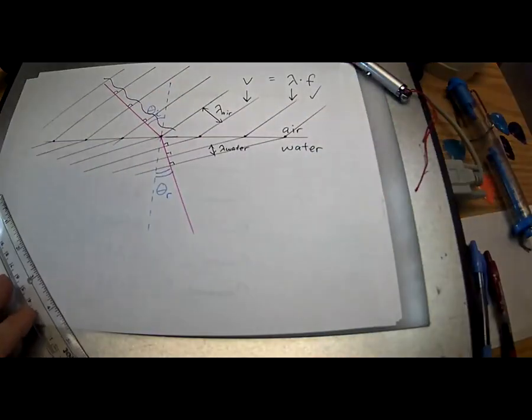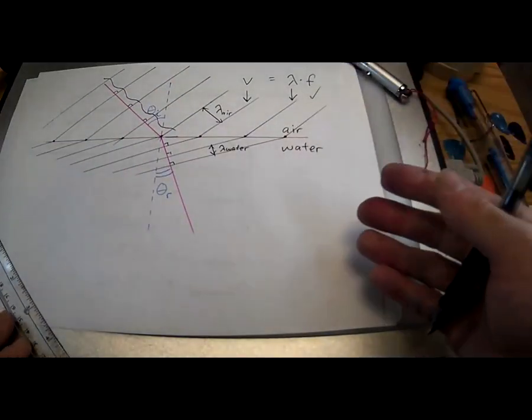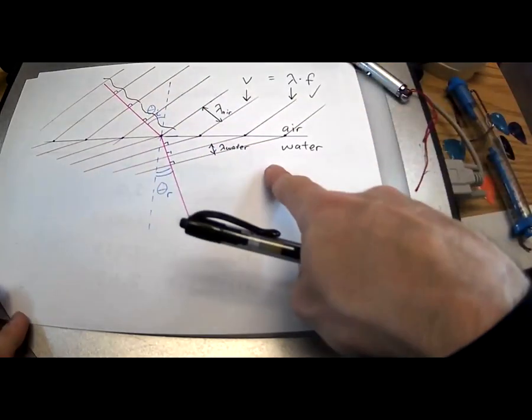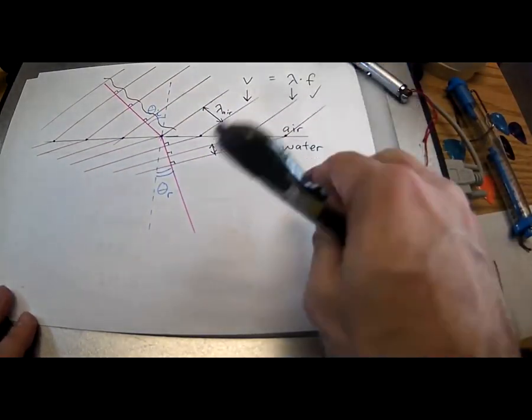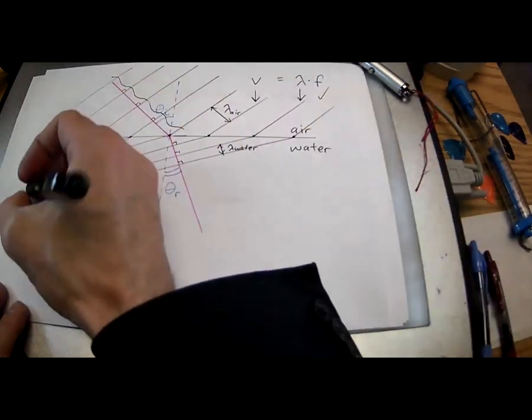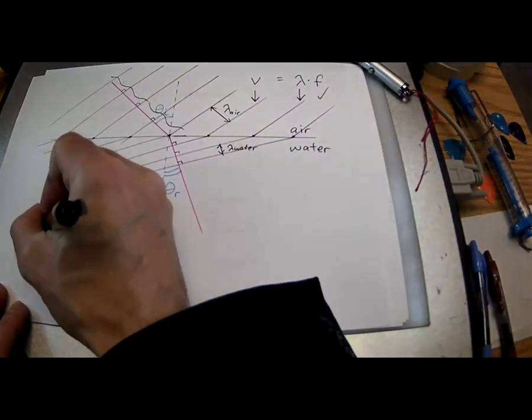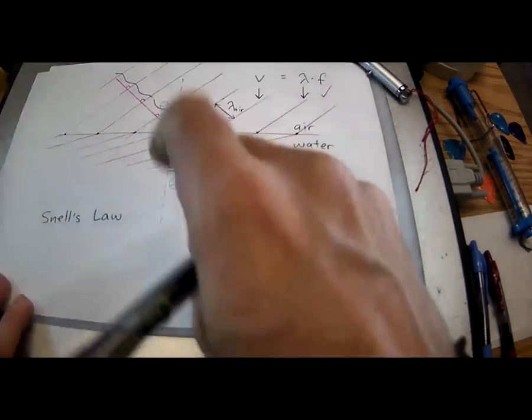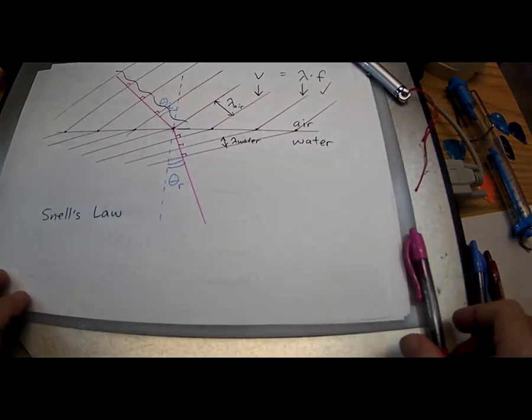Okay, so what is then the relationship between these two angles and how much the water slows down? Say maybe something to do with the index of refraction of water. Okay. That's called Snell's law. Snell's law. And it goes like that. Oh, well, I guess the answer is already given away.